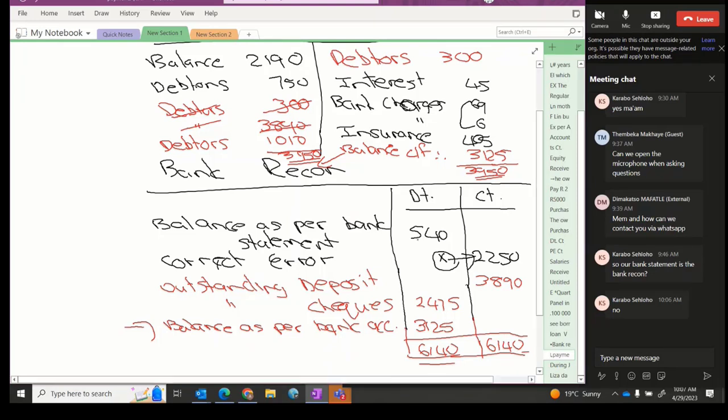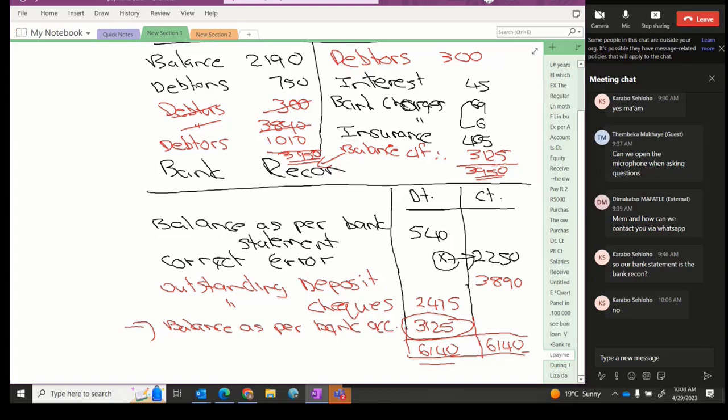But this is just to show the bank that this is my balance according to my books, and that is what you should get as well. So if there's a debit balance in your bank account, you write it as a debit balance here in your bank recon as well. Just remember that. That's the last trick of the bank recons. But none of the other transactions, just the last one, the balance as per bank account.